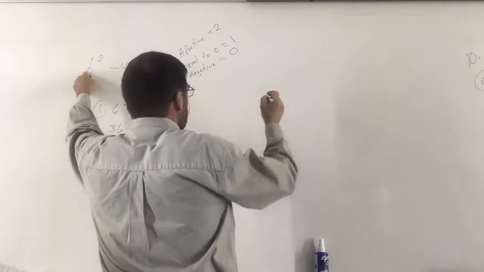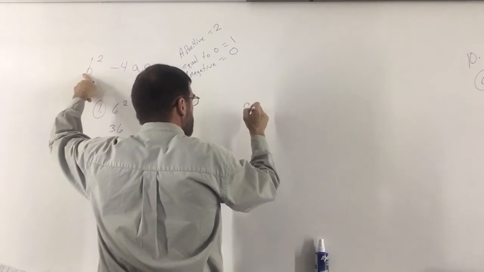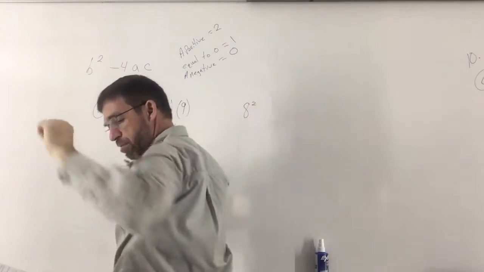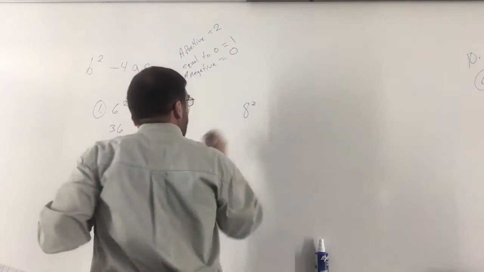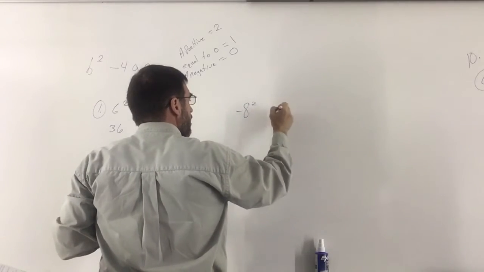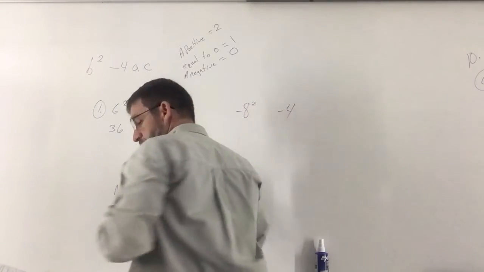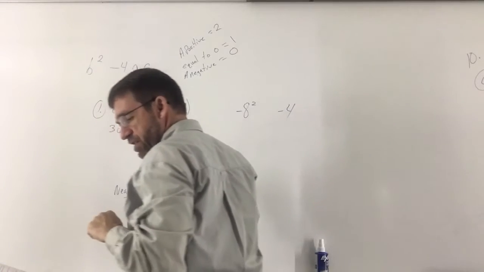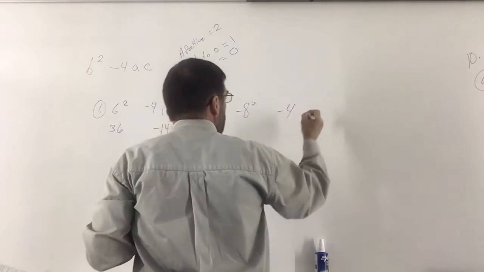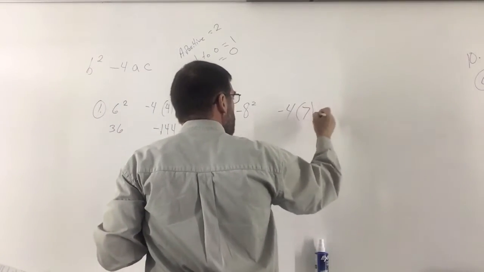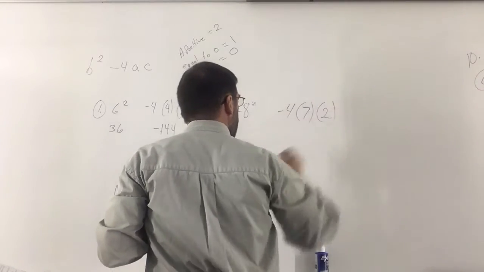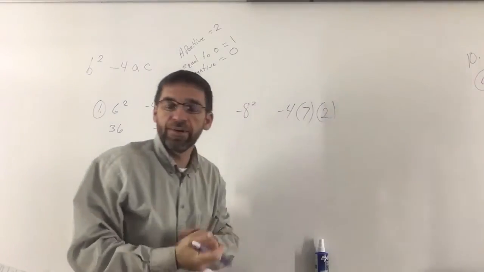Okay, my B's turn, my square. 8 squared. Is that 8 positive? No, 8 negative. 8 negative. And then I have negative 4. My A's turn is 7 and 2. So I got 7 and 2. They're all positive. So you ready?